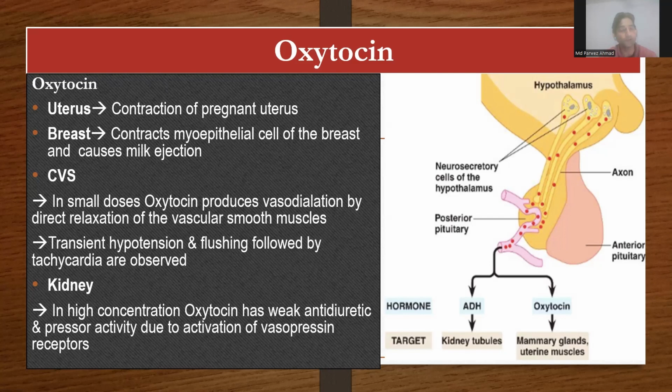Now the next one is the cardiovascular system. At a small dose, oxytocin produces vasodilatation and may cause transient hypertension. On the kidney, we know that oxytocin is secreted from the posterior part of the pituitary, and its action is similar to ADH. That's why it has a weak antidiuretic and pressor activity due to the stimulation of the vasopressin receptor.